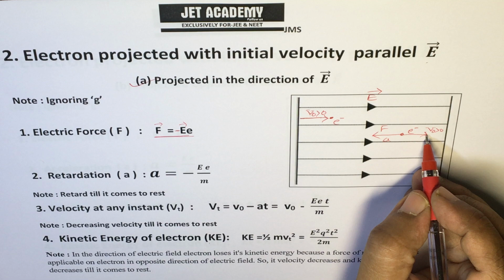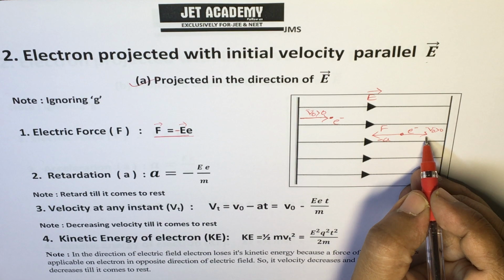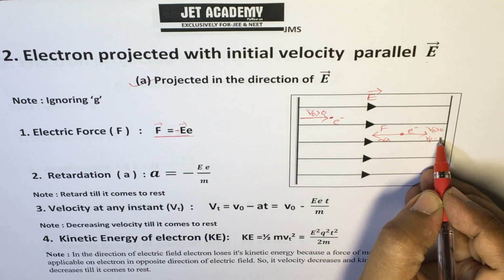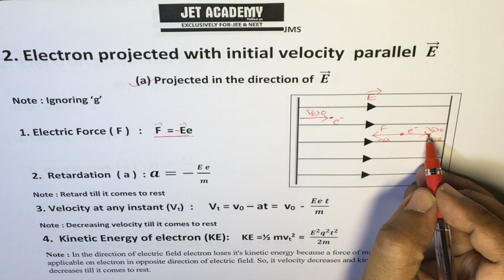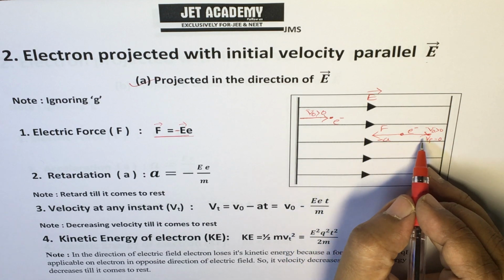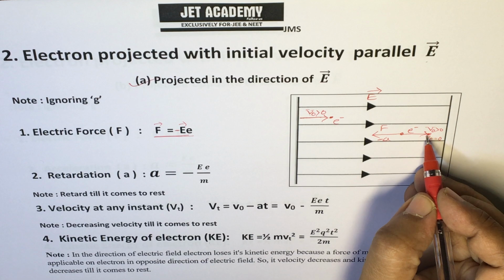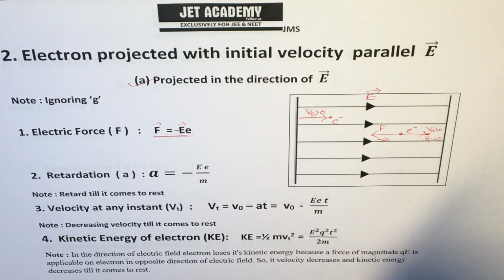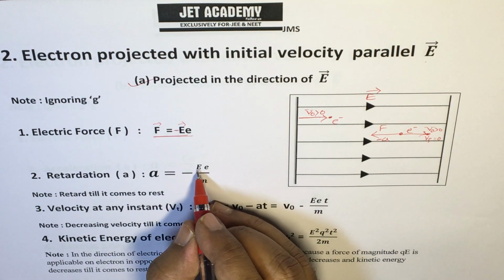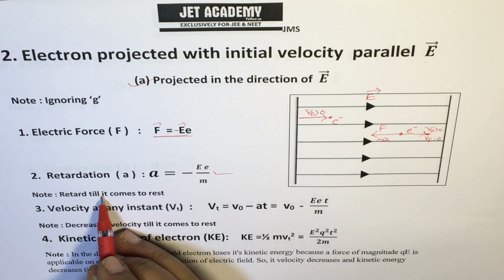How long does it reduce? As the retardation acts, until it reaches a final velocity vf, which becomes 0. The velocity of the electron comes to 0 and it comes to rest. Once it comes to rest, the rest event starts, and it starts accelerating again in the direction of force. Because it has initial velocity, first it decreases its velocity, comes to rest, and again starts accelerating opposite to the electric field direction. Therefore the retardation is the same, a is equal to eE by m, and it retards till it comes to rest.